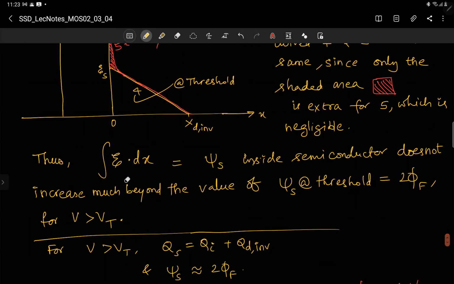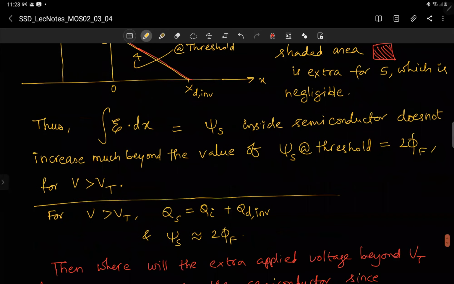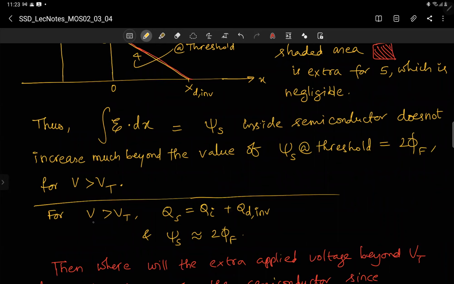So the integral of electric field, which gives you psi s inside the semiconductor, does not increase much beyond the value of psi s at threshold, equal to 2 phi f. That's what is written here. For V greater than VT, QS is equal to QI plus QD inversion, and QD becomes approximately equal to QD inversion, and psi s is approximately equal to 2 phi f. So two things have remained constant beyond threshold voltage.